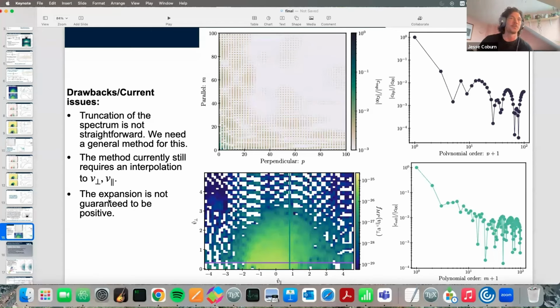I don't really have so many issues with this, but it is quoted in some papers that have tried these expansion methods before. It is a drawback of the technique that the final f you get out of this is not guaranteed to be a positive definite function, and f is positive definite because it is a probability in configuration and momentum space, right?